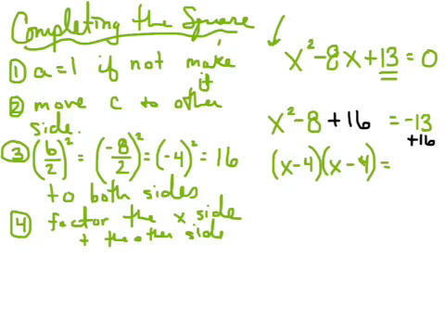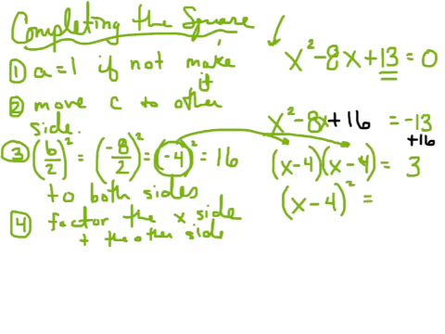Same kind of rules. What times what gives me 16, but adds up to be negative 8x? Equals 3. Now, one thing I want you to notice is that this number right here is a negative 4, and both of these are also negative 4. That's not a coincidence. That's supposed to happen. When you have the same group twice like that, you can rewrite it as squared rather than individual pieces, and it'll make it easier for you if you do.